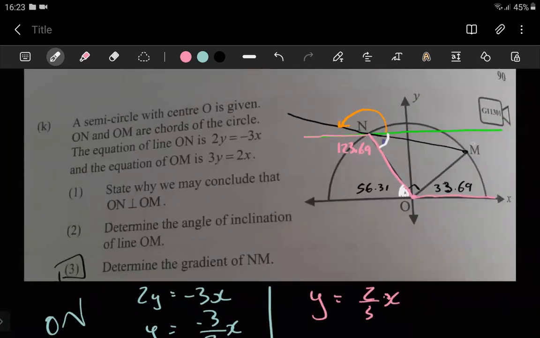Gradient of MN. Oh well, let's see what these last two questions could possibly give us. State why we may conclude that ON is perpendicular to OM. Okay, we concluded that. Determine the angle of inclination of OM. This angle of inclination there.